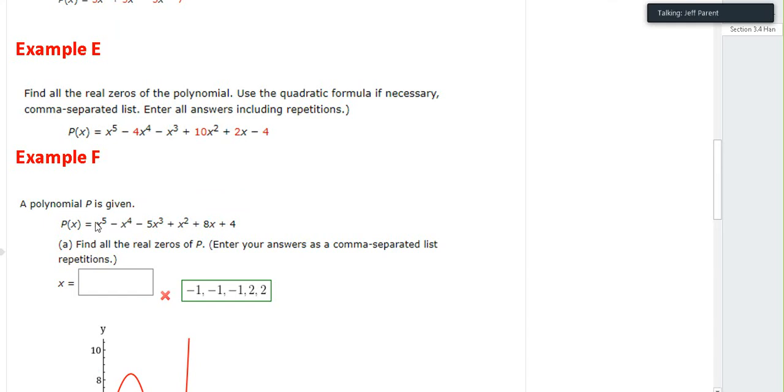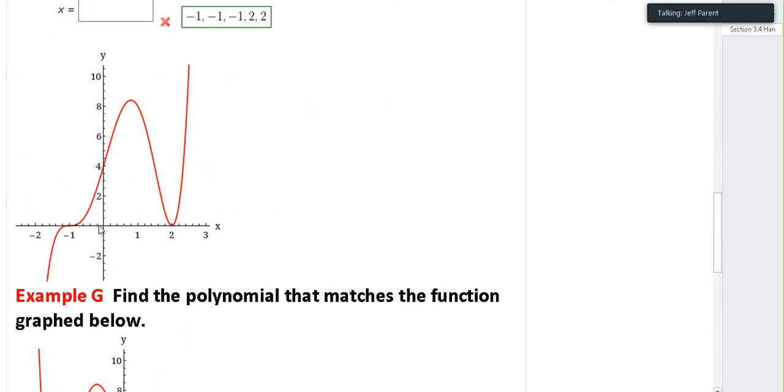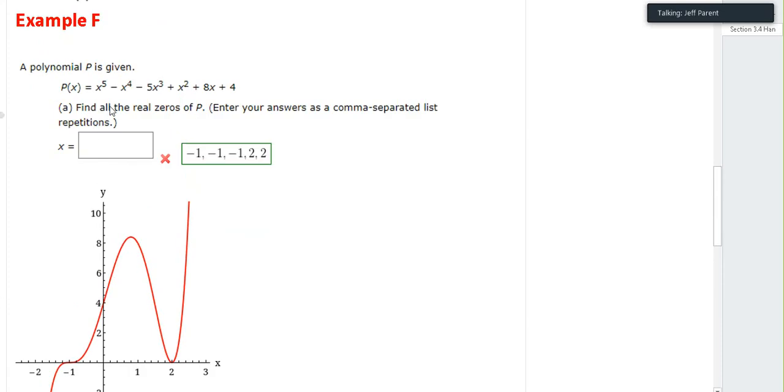Let's do this one, except this last one, we're going to be a little bit clever about it. We're going to look at the graph and decide a few things based on the graph. Now we will practice synthetic division once, but overall, let's move on to example F. We've got P of x equals x to the fifth minus x to the fourth minus 5x cubed plus x squared plus 8x plus 4.